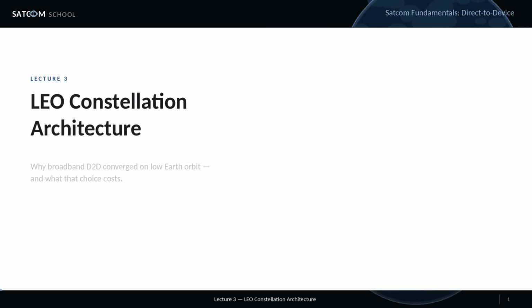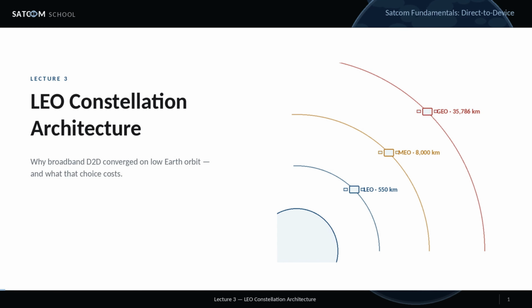Choosing an orbit is not a matter of preference. Every kilometer you add between the handset and the spacecraft costs link budget and latency, and both have to be paid back somewhere. In this lecture, we work out why broadband direct-to-device converged on low Earth orbit, what that choice costs, and how constellation geometry decides whether the network actually works.